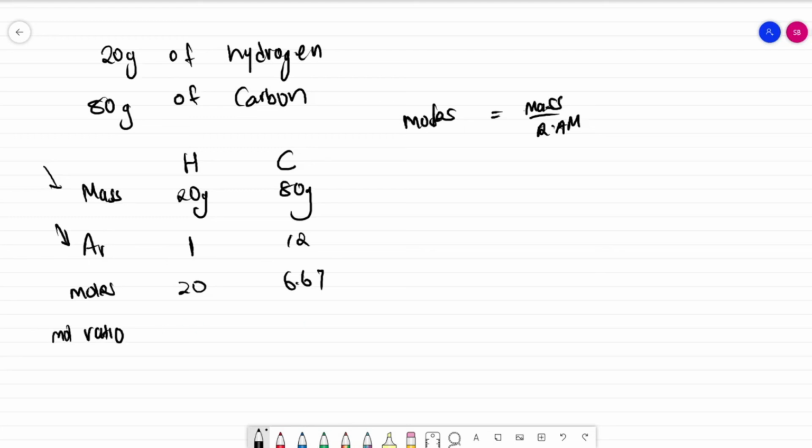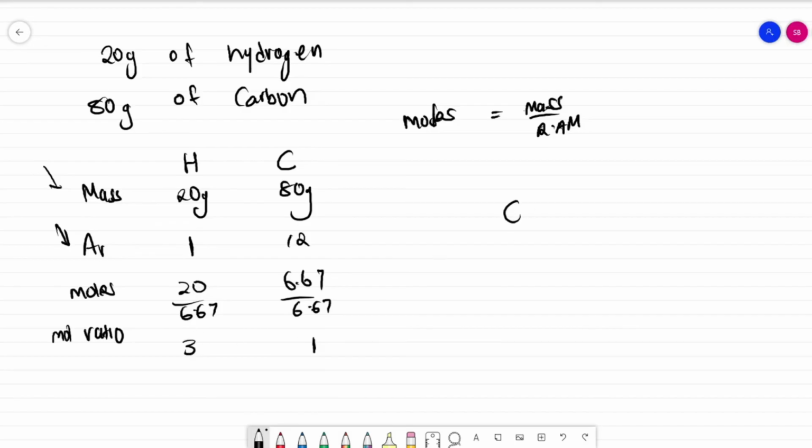it's a formula. You need to give it in terms of a formula. So what you do to find the mole ratio is you divide with the smallest term, which is 6.67. So I'll divide over 6.67 both sides, and this will give me an answer of 1 and 3. So here it will be 1, here it will be 3.